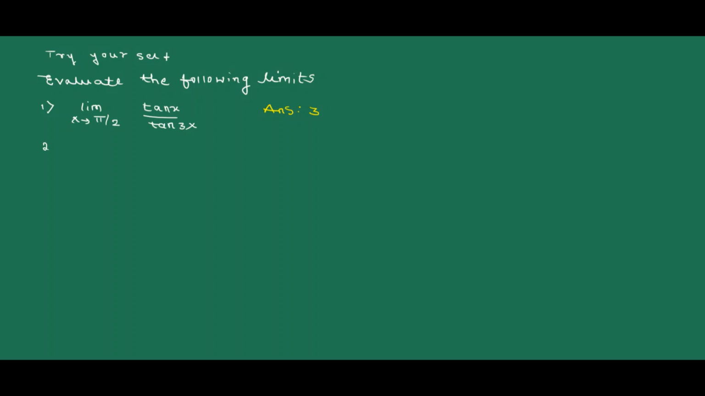Next, second example. Limit x tends to 0, log tan 2x to the base tan x. You can use logarithmic property and simplify. And its answer is 1.